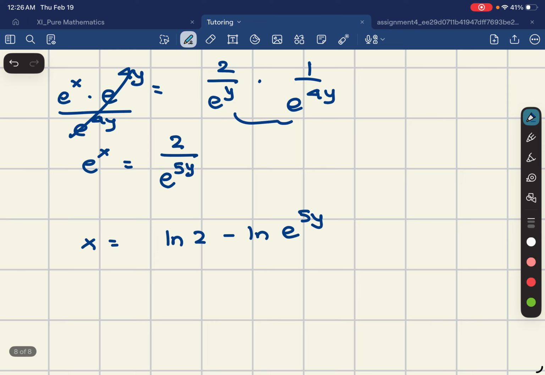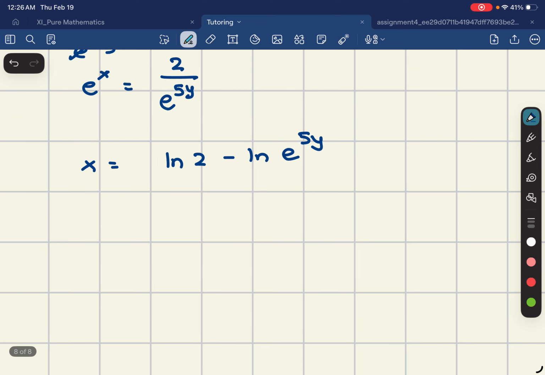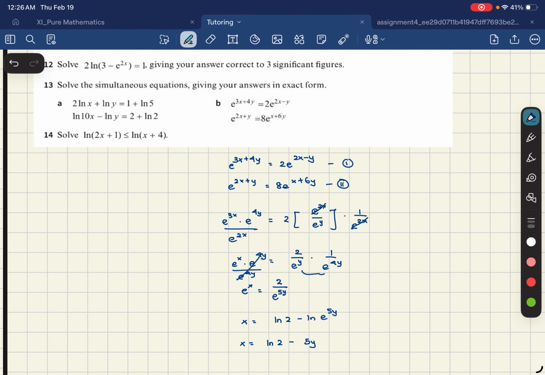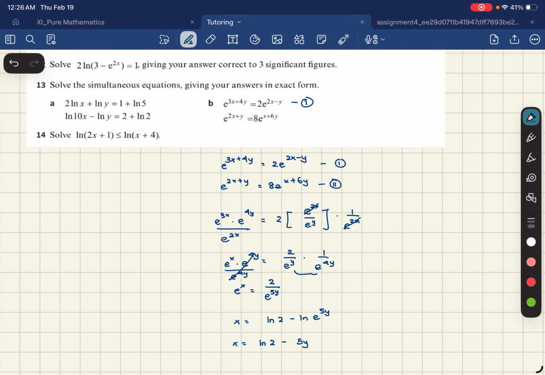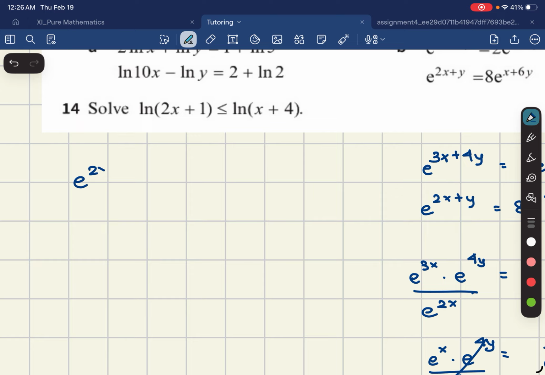Because we are allowed to use the laws of logarithms. So I think we get this expression. And finally, I can say that x is ln 2 minus 5y. So that is what we get from our first equation. So let's use our second equation. We have e to the power 2x plus y is equal to 8e to the power x plus 6y.